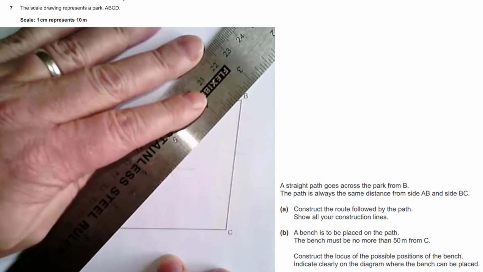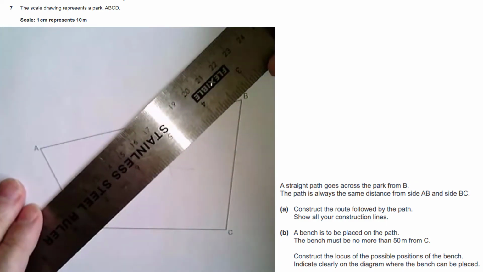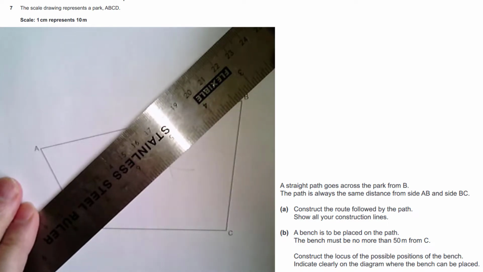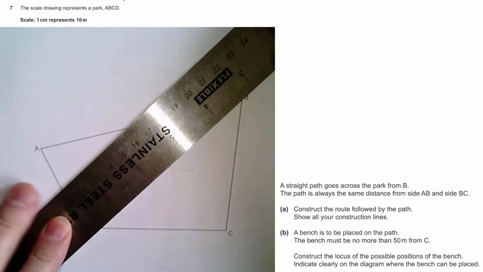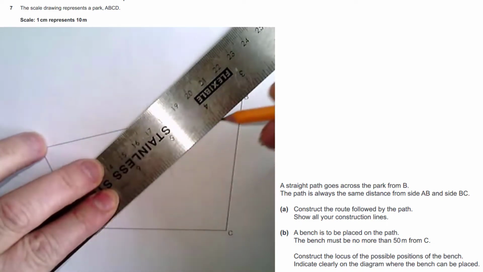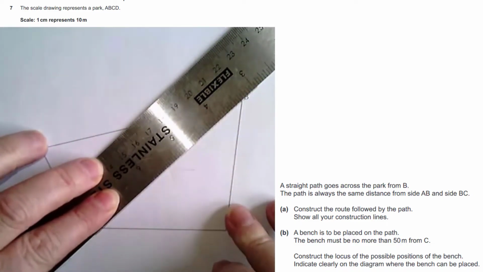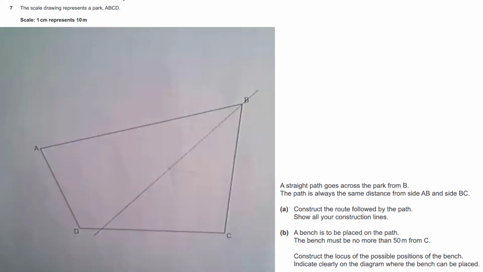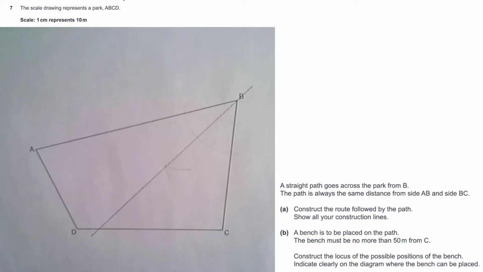Now what we're going to do is put a ruler and line it up through B and then through the center of that cross we made from the two arcs, and we're going to draw our line here. This line is the angle bisector of ABC, and you should see that it cuts that angle exactly in half. So that is going to be my path that I need to draw.